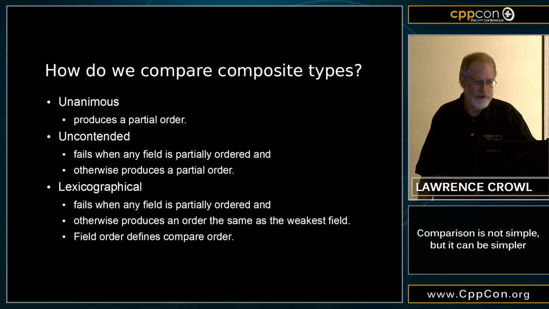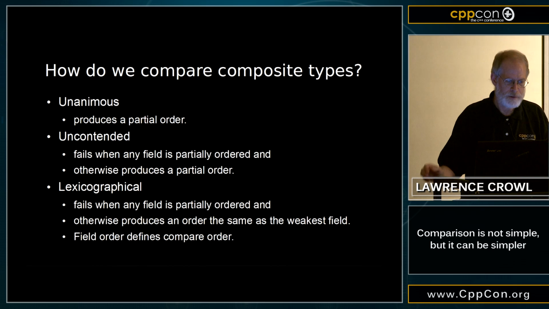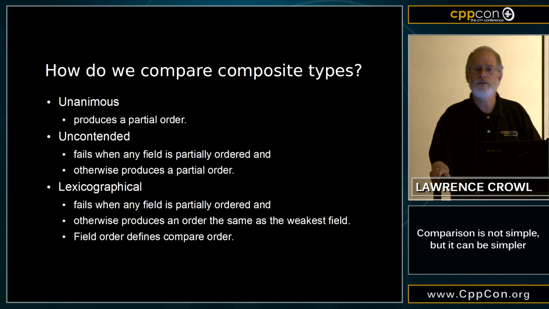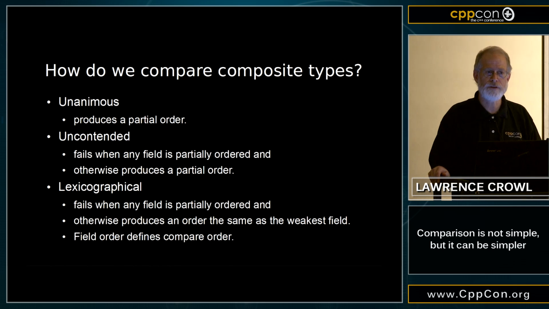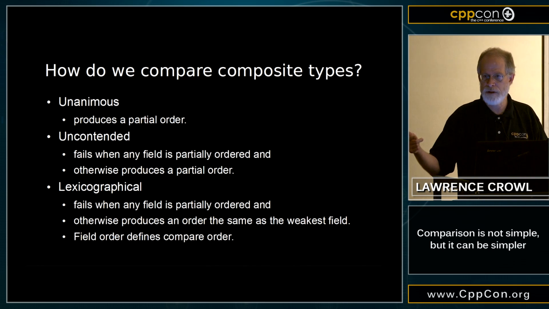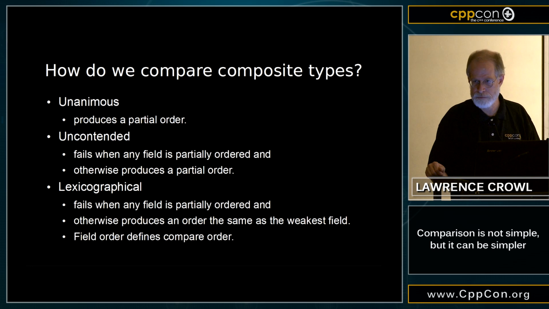The third algorithm is lexicographical. This fails when any field is partially ordered. You can demonstrate that it doesn't give you a weak order. So it's useless in sort. Otherwise, it produces the same order as the weakest field. So if you have any field in your type that has a weak order, the use of the lexicographical algorithm will only deliver you a weak order.